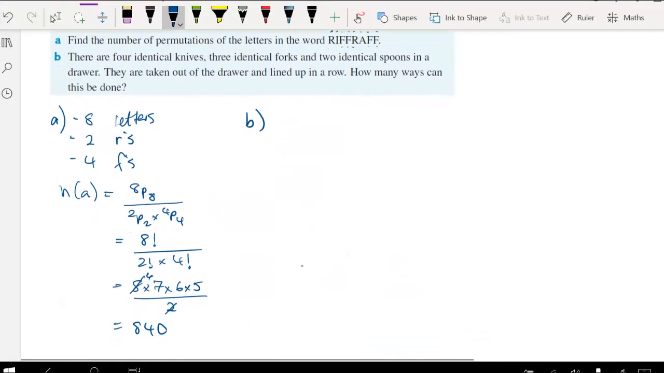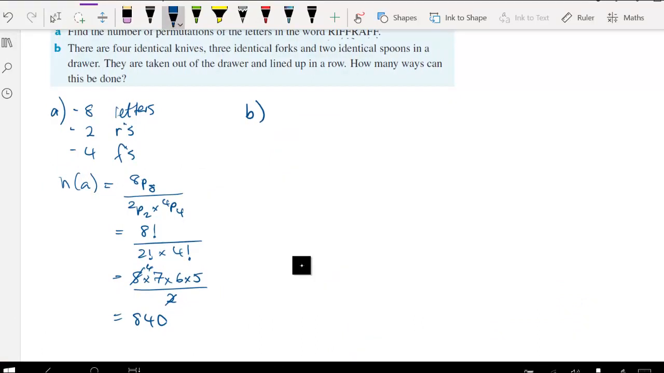When we look at B, we've got 4 identical knives, 3 identical forks, and 2 identical spoons in a drawer. They are taken out of the drawer and lined up in a row. How many ways can this be done? So in total, we've got 4 plus 3 plus 2, so we have 9 objects.